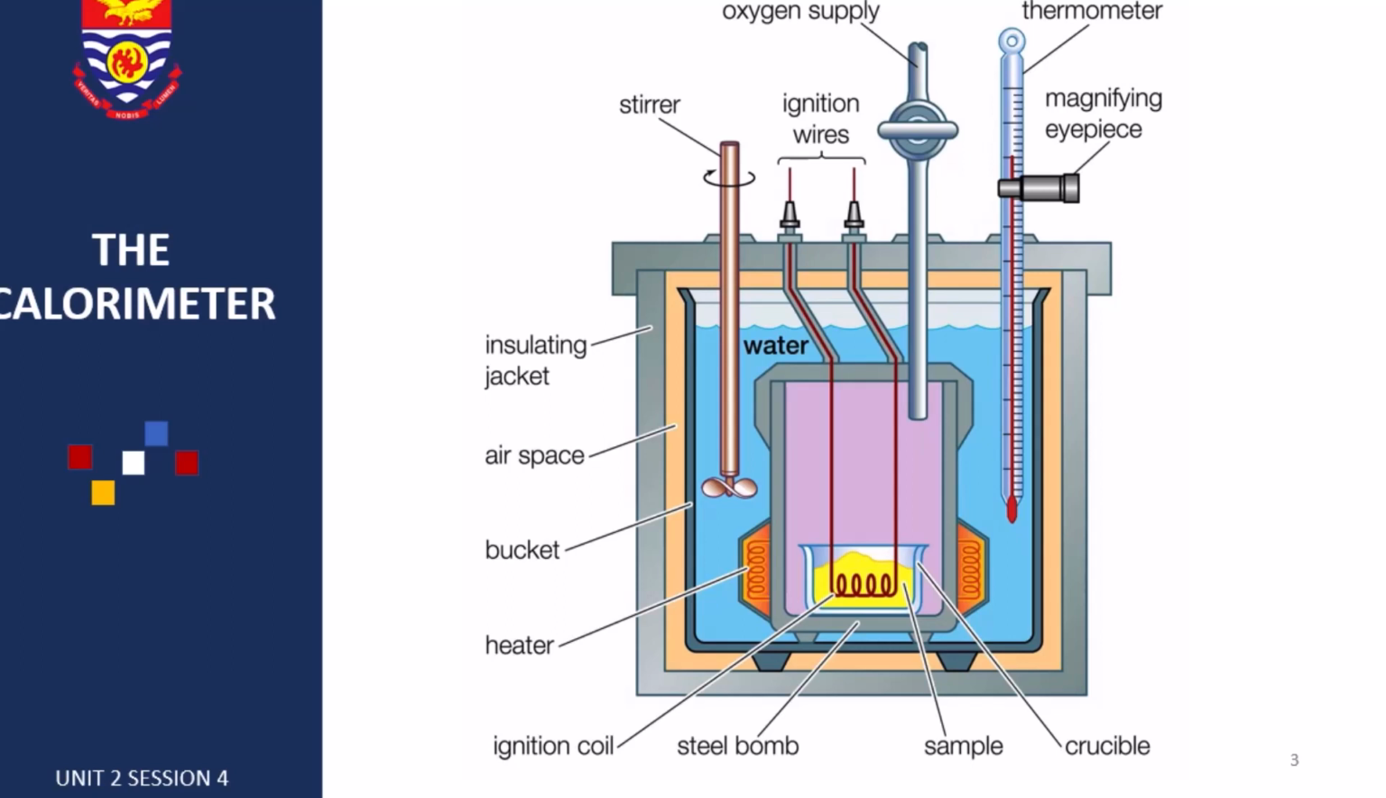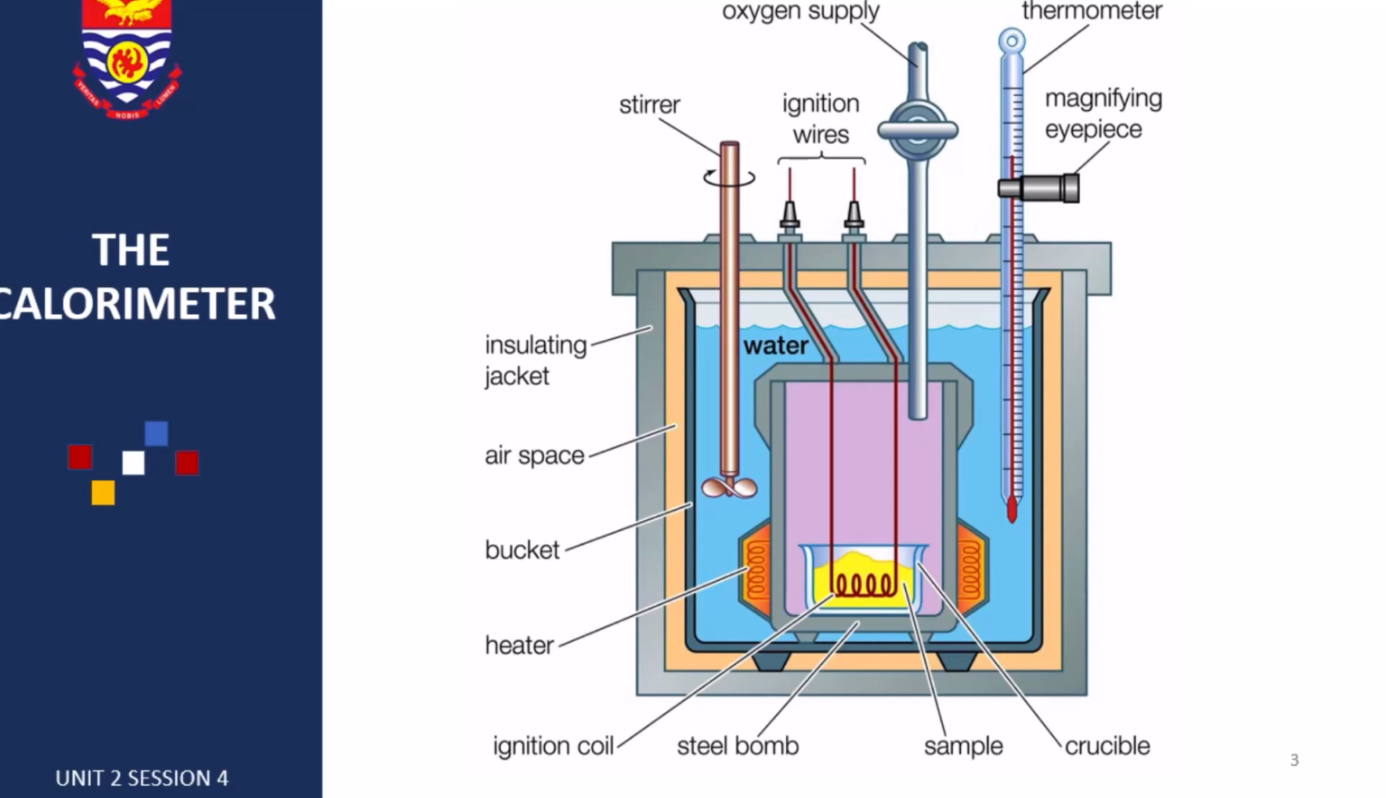Now basically, this is a calorimeter. We have the various parts of the calorimeter. We will not go much into the structure of the calorimeter, but basically this is where you put your sample. This is your steel bomb. This is the ignition coil that produces the heat. Then we have the heater.